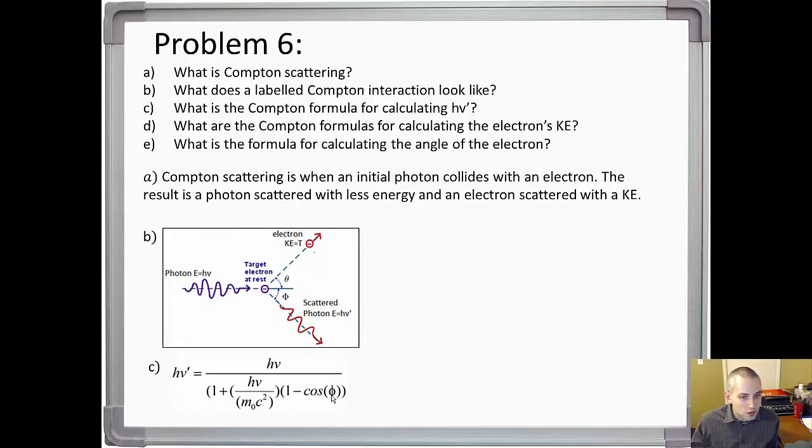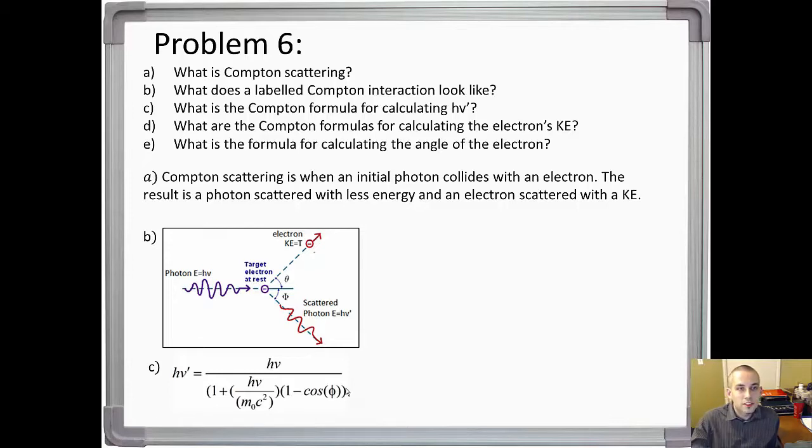1 minus cos phi. This is right here where the scattered photon is. And be careful with your brackets. Notice that these two terms are going to be multiplied by the result of these terms, and then you add 1, noticing the brackets. So this addition operation isn't done first. You've got to be careful.